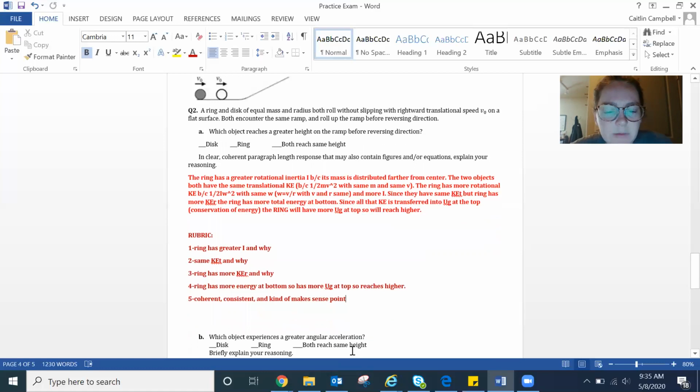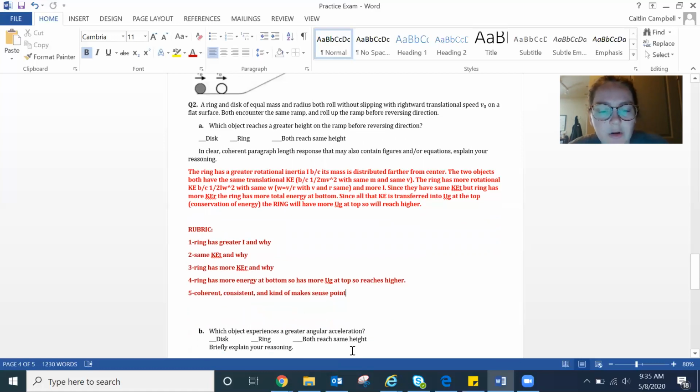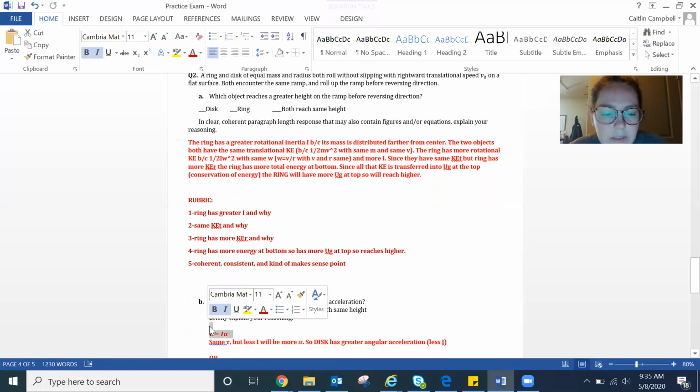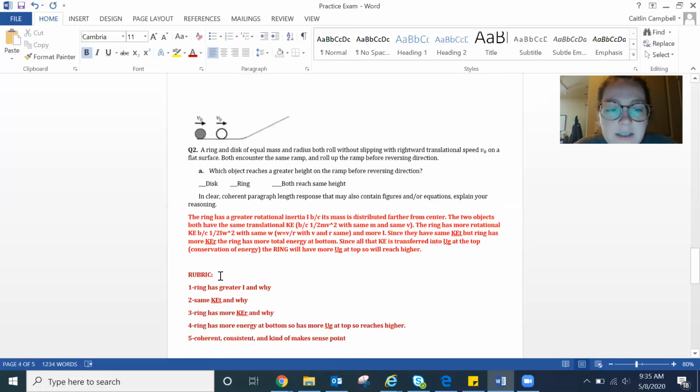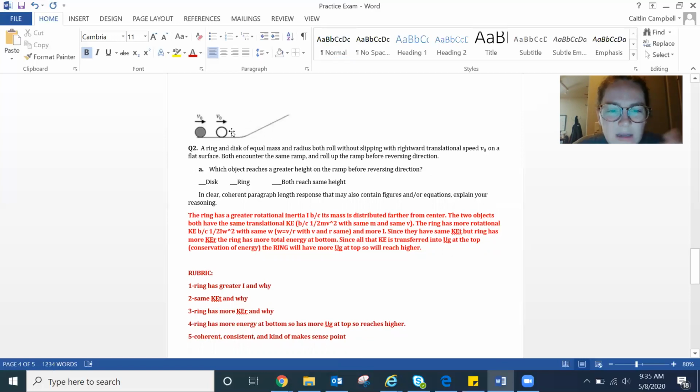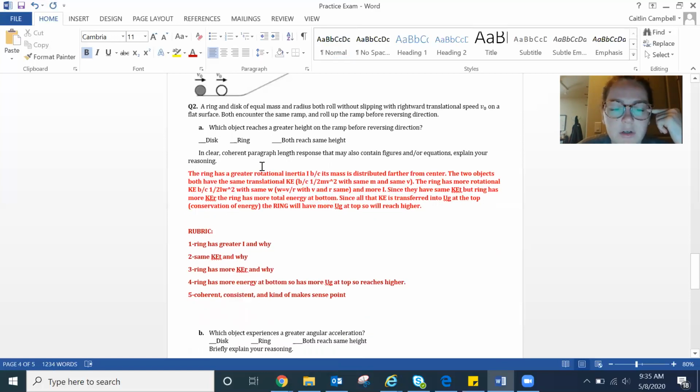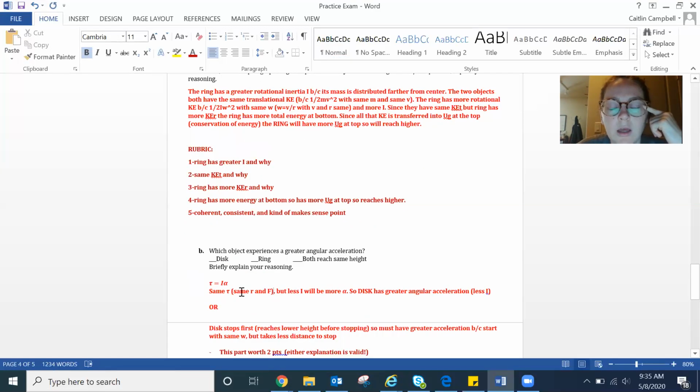And then the last one, which one experiences a greater angular acceleration? So I thought about my equations for angular acceleration. I looked at torque equals I alpha. I guess I meant to put an explanation here. Okay, so we know that they're going to have the same torque because they're on the same surface. They should have the same friction force with the same R, and torque is R F.